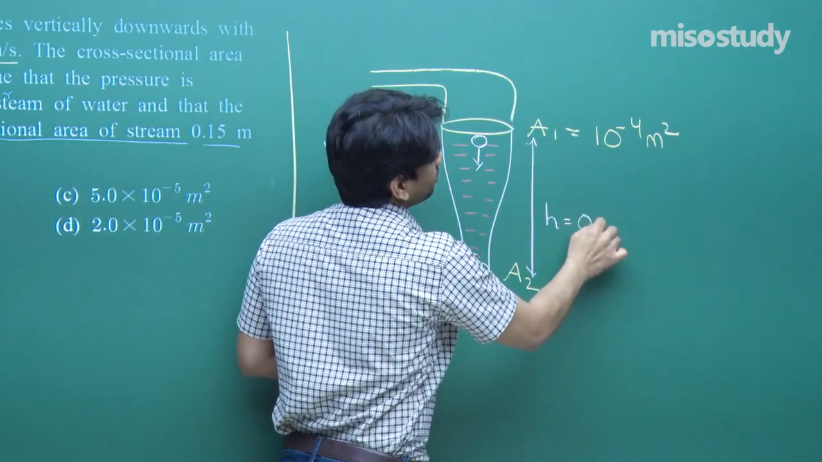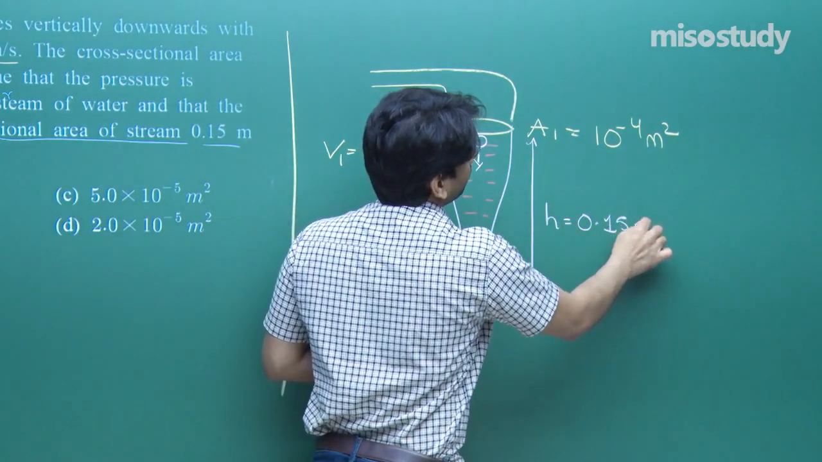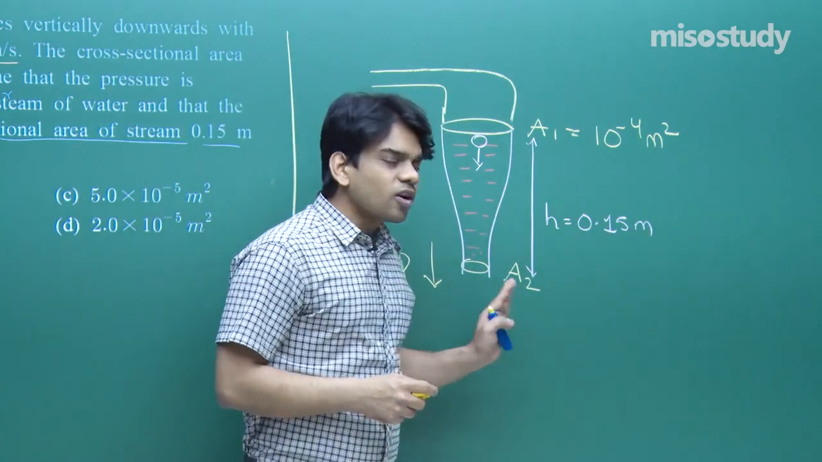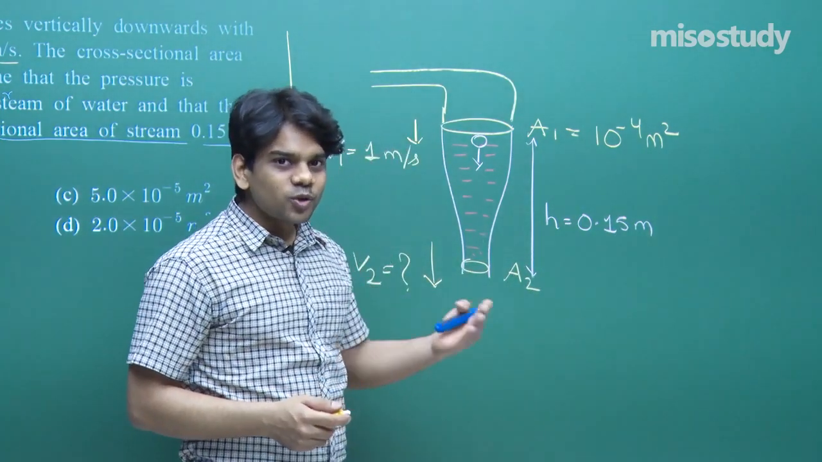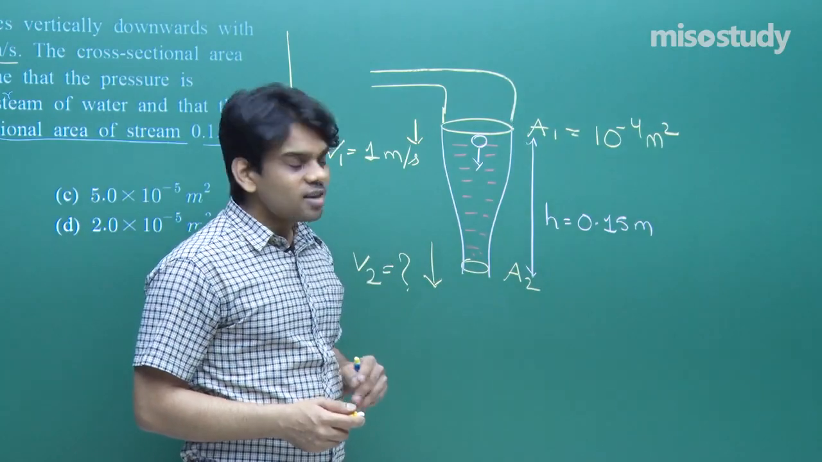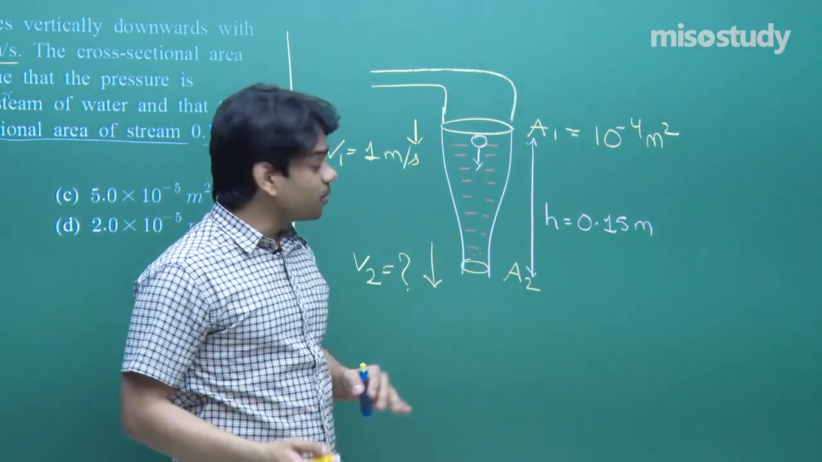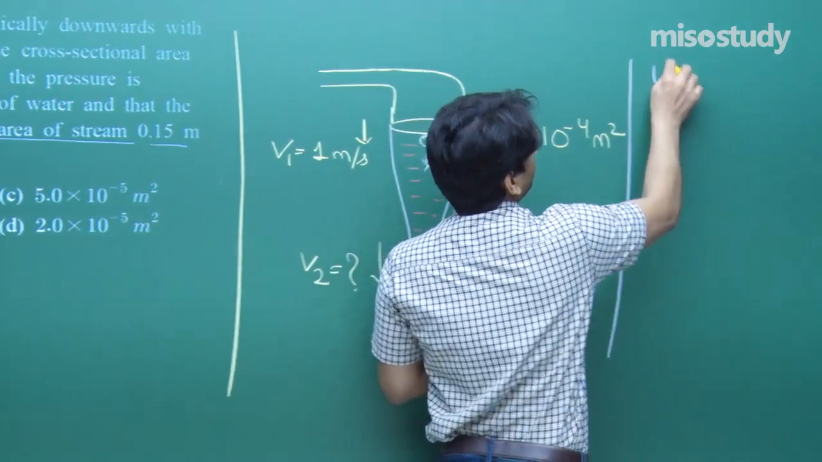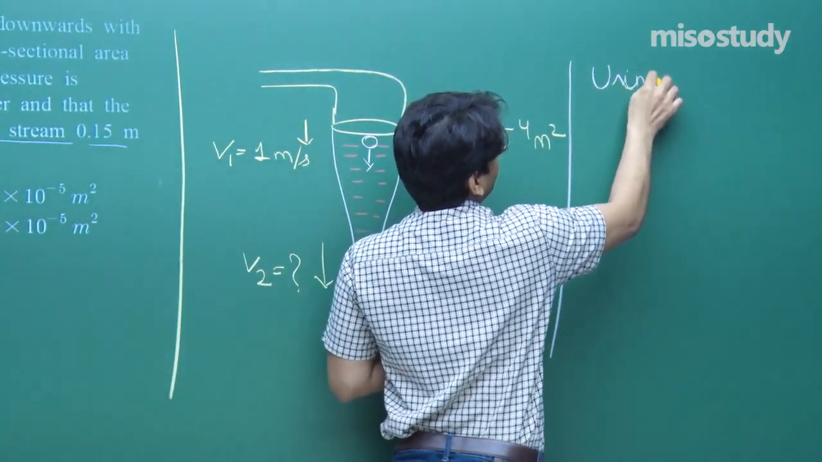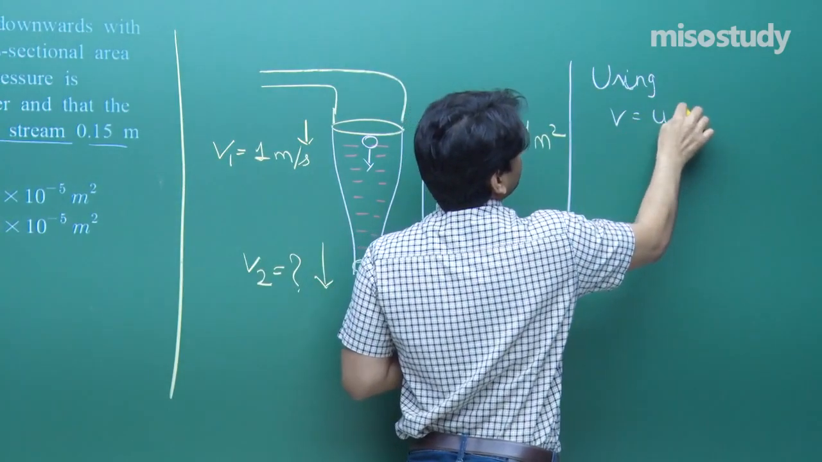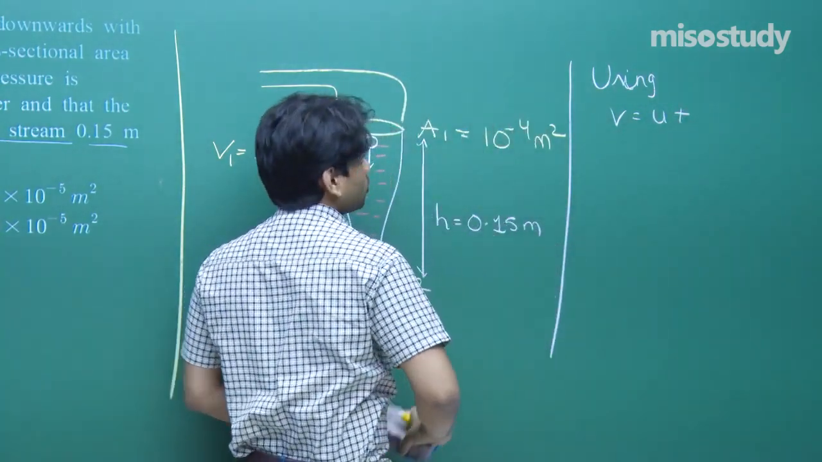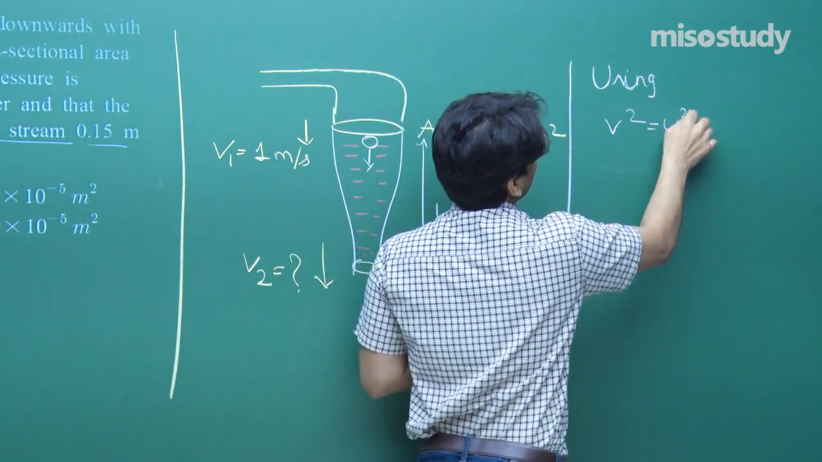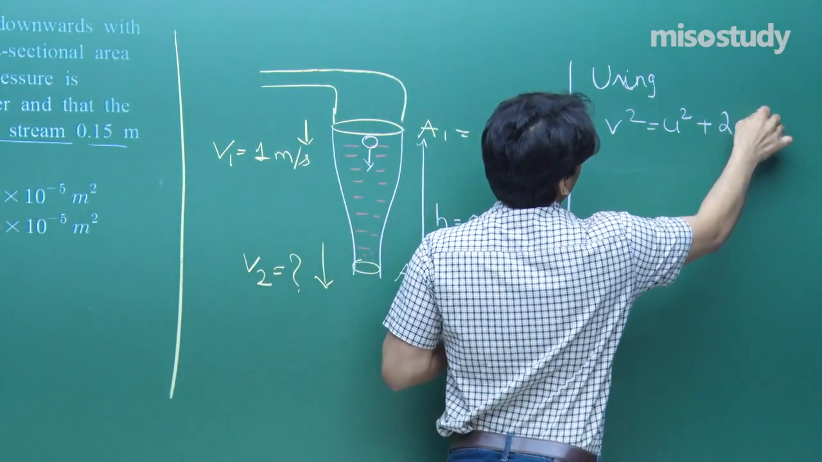This is the height, 0.15 meter. So can we comment on this using the concept of V square equals U square plus 2AS? From there, we will be getting the value of V2. Using V square is equal to U square plus 2AS, this is what we can use.